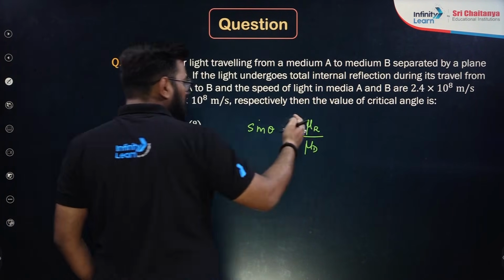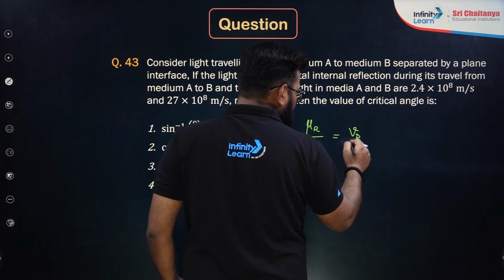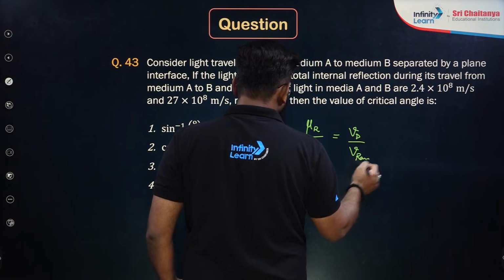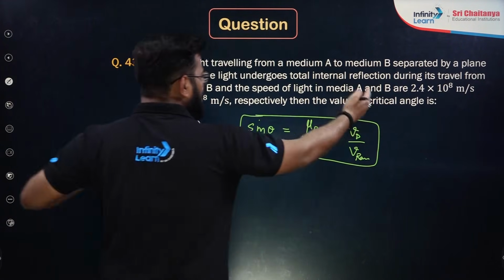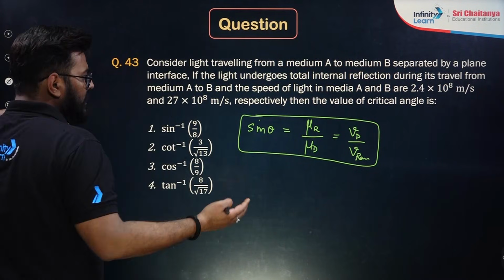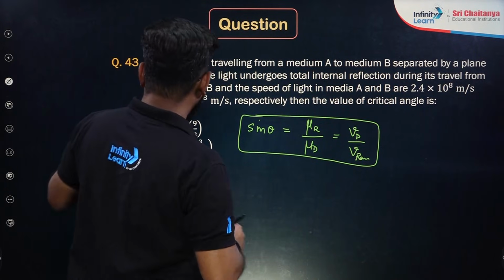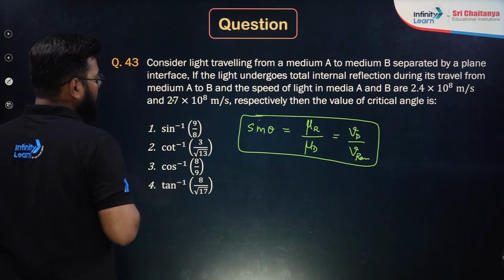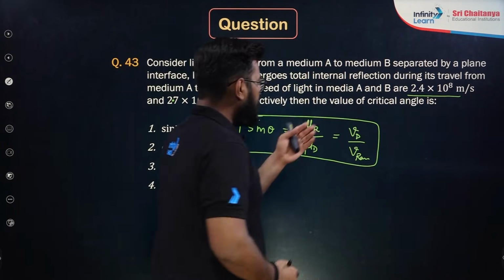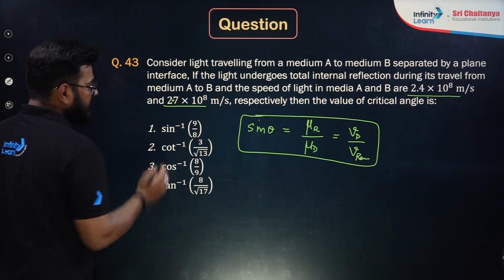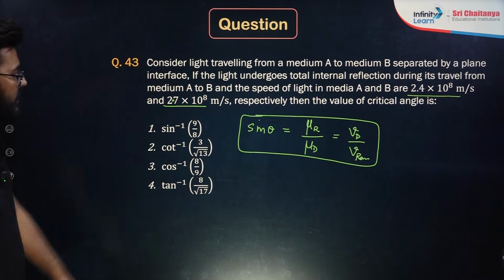Okay. Now mu of the rarer to mu of the denser means velocity in the denser medium to velocity in the rarer medium. Correct? Because the sine theta should always be less than 1. So in the denser medium obviously the velocity is going to be smaller. Correct? So I think there should be a point also over here, because 27 is breaching speed of light. So this is the velocity in denser medium, this is the velocity in rarer medium. Through that, by just dividing, you will be able to find out the value of sine theta.